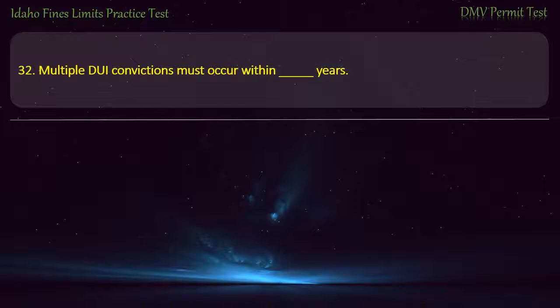Question 32. Multiple DUI convictions must occur within years. 7, 5, 3, 10. Answer: 10.